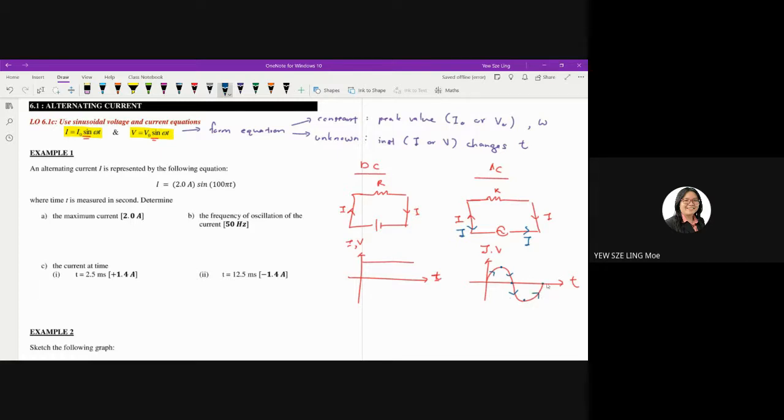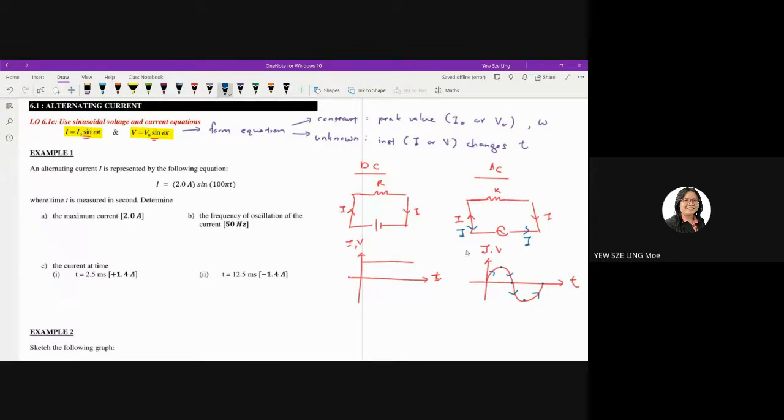And after that, it will move in the clockwise direction again. So it keeps changing its direction in the AC current. Okay, so that is the main difference between DC and AC in terms of the graph and also in terms of the directions of the current and voltage. All right, so the direction of current flow keeps changing. That's why we call it AC.